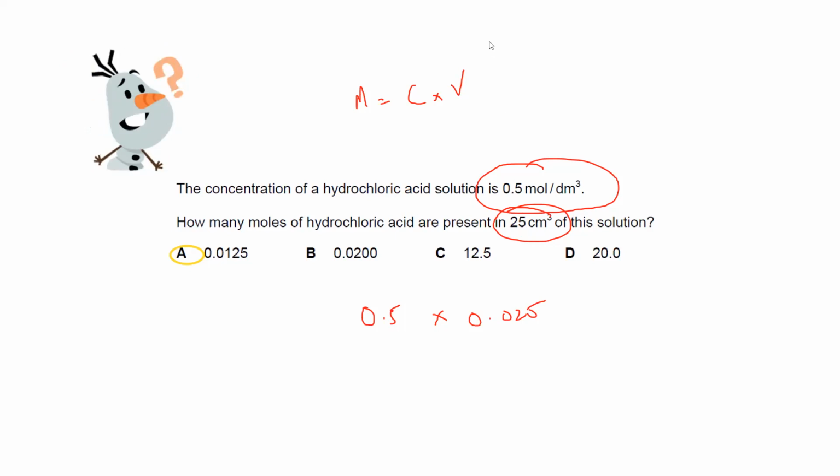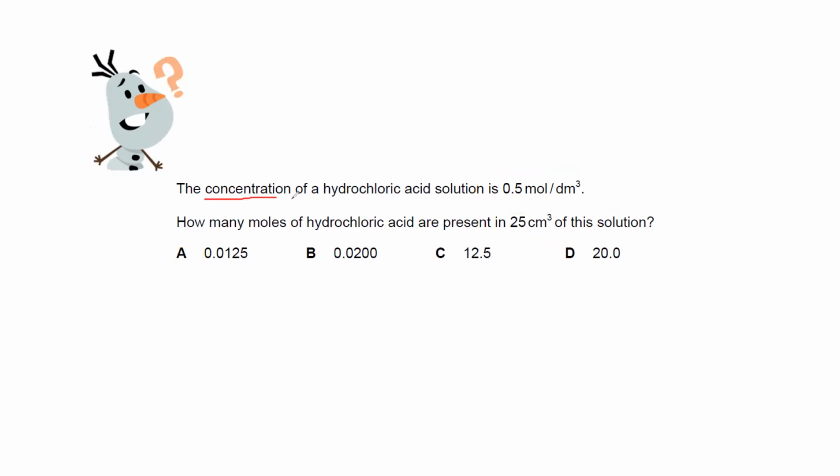As you can see in the question, they are saying the concentration of hydrochloric acid is 0.5. So concentration is given to you, which is 0.5. The unit of concentration is mole per dm cube. How many moles are there? So they're asking for moles present in 25 cm cube of the solution.